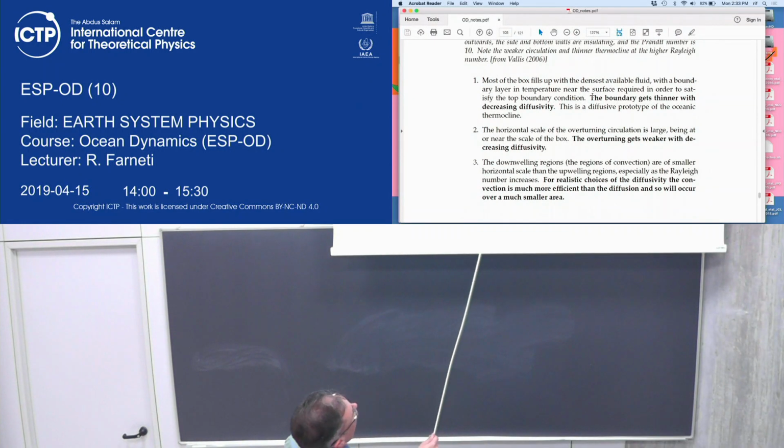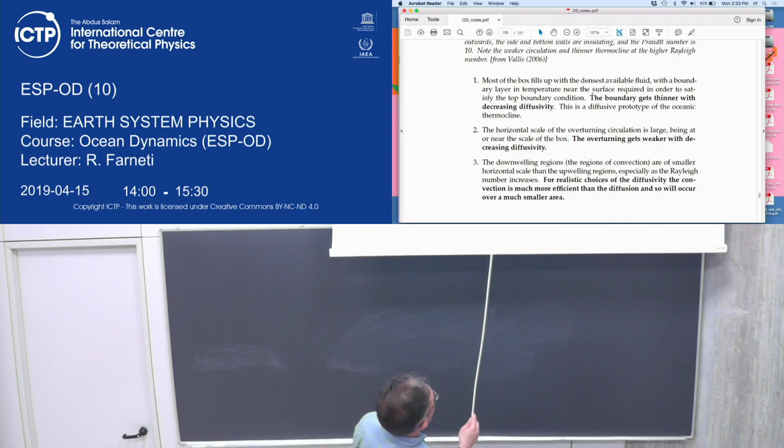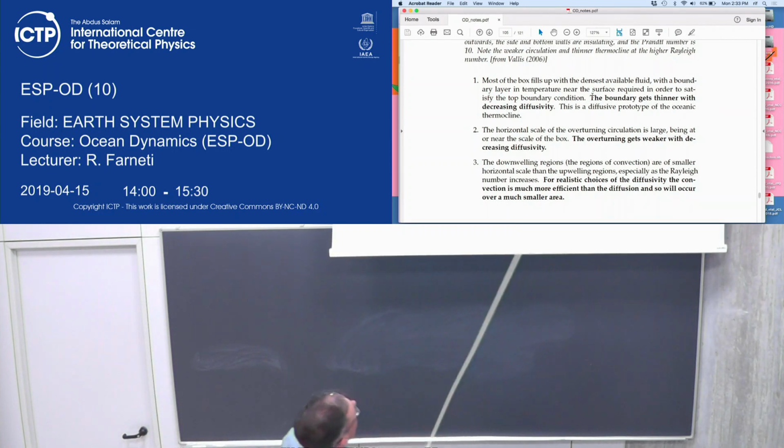The downwelling region, or the region of convection, where the water gets very cold and sinks to the bottom, is smaller than the upwelling region, okay? Especially as the Reynolds number increases. For realistic choices of the diffusivity, the convection is much more efficient than the diffusion, so it can happen in a small area. Convection is very efficient, sinks down in a plume and convects all that water, whereas diffusion is not so energetically efficient, so it has to work on a larger area. So convection will be relatively located in a small area, and the diffusion process has to be in a large place.